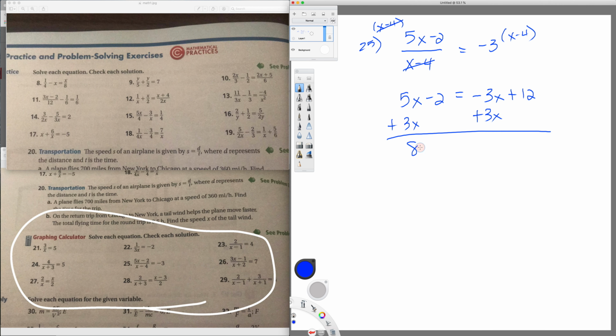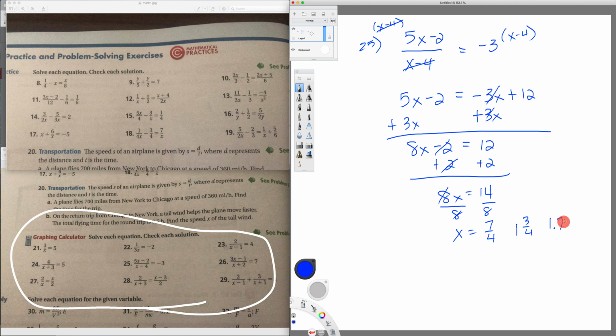And I get 8x minus 2 is equal to 12. And when I add 2 and add 2, I get 8x is 14. So when I divide by 8, it doesn't divide evenly. It does reduce, I guess. What is that? 7 over 4, which would be 1 3/4 or 1.75, whichever you prefer. That is not going to make a denominator 0, so that's just fine.